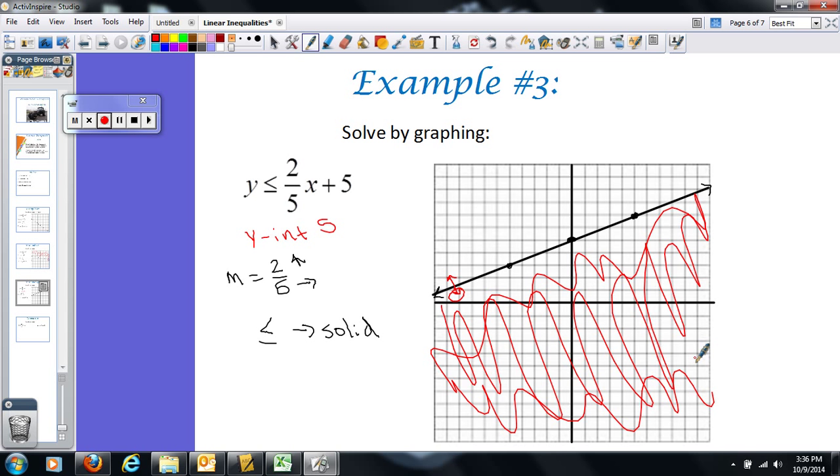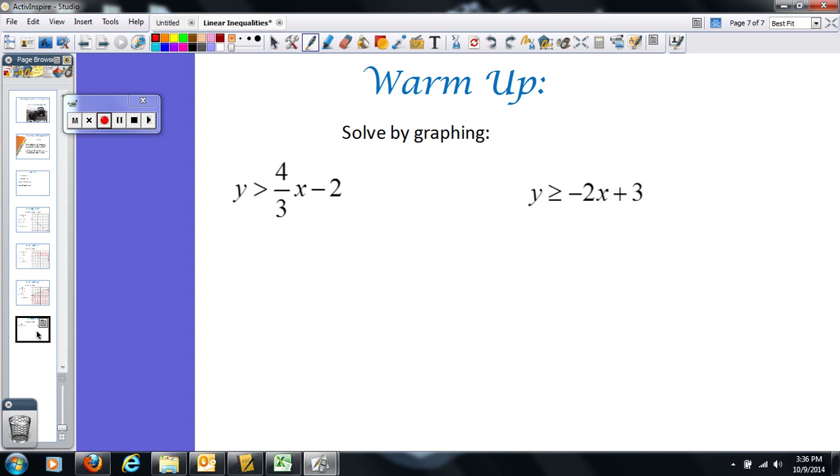So there's not a lot to graphing linear inequalities. The biggest difference between this and just regular equations is that the equations are just a solid line, where the inequalities are either a solid or a dotted line. And then the other big difference is where you're shading. Okay? So now when we go to these two examples here, you have y is greater than 4/3 x minus 2, and y is greater than or equal to -2x plus 3.